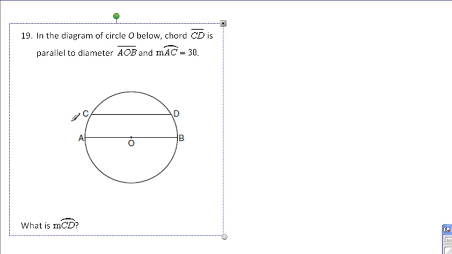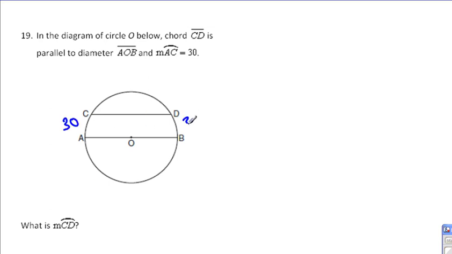Here we have AC is equal to 30 degrees. So what is this one? Measure of the arc CD. The whole thing would have been 180. Subtracting 30 each, then the leftover must be equal to 120.